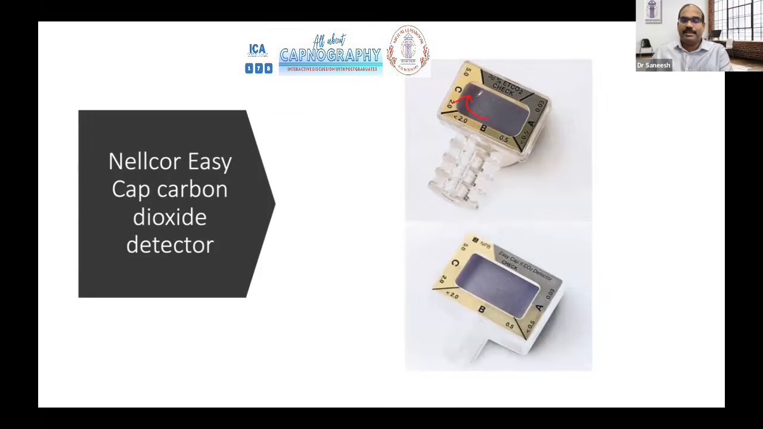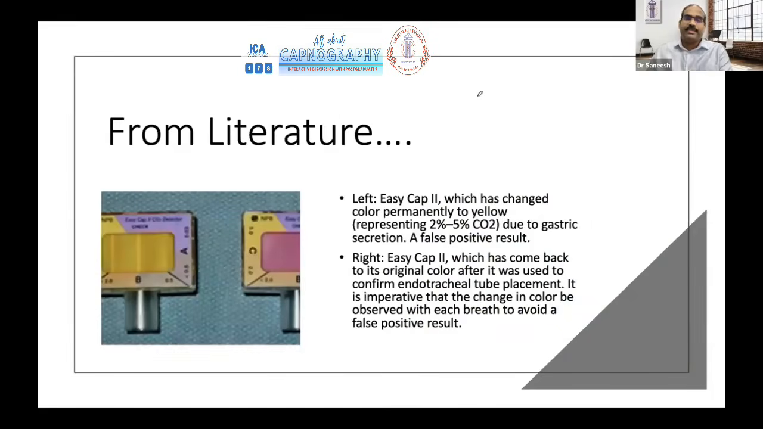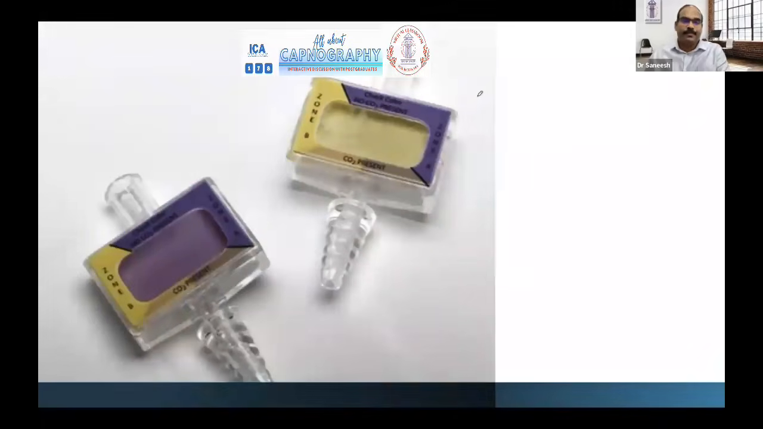Okay, but there are some disadvantages. This is not always reliable. Sometimes the color change may not revert back, or you may be misguided by the color change, which might occur permanently, because if it is already changed to yellow, even if you put an endotracheal tube in the esophagus and connect it, you'll be surprised that it's yellow. There is some literature evidence of such incidents as well.